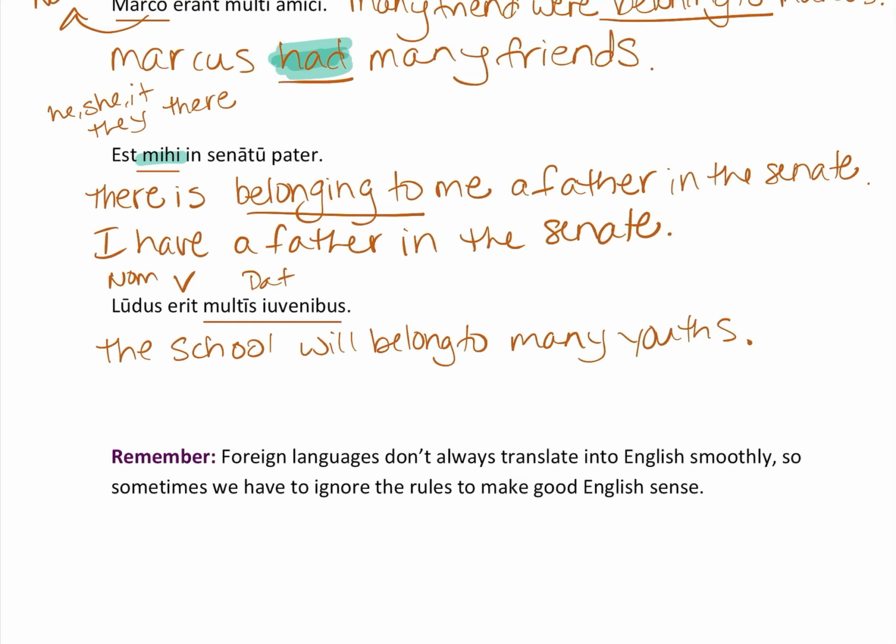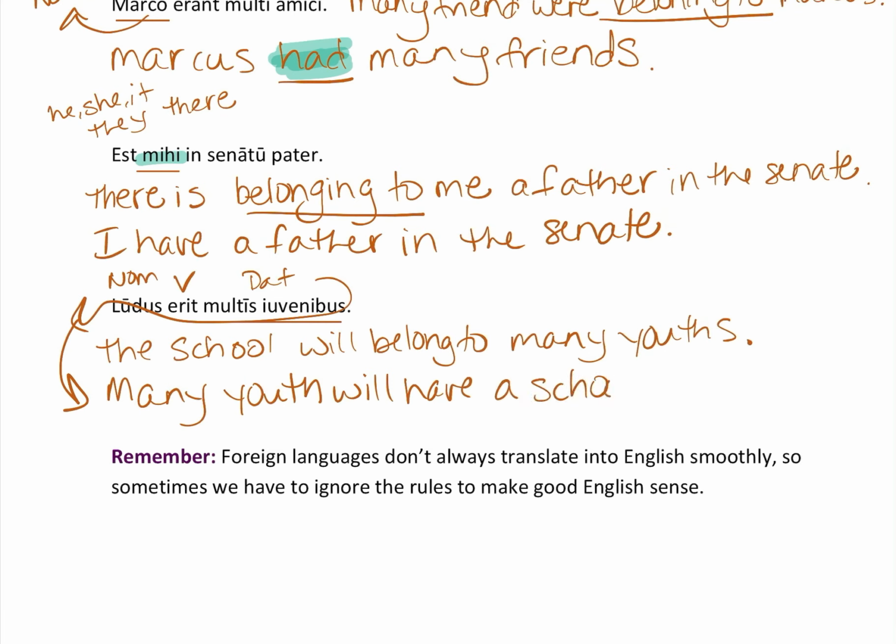Now let's do the have. Many youths, so we're going to take the dative, take it over to the front of the sentence in English, and make it the subject. Many youths will have a school. So both ways you can see how sometimes it makes better sense as belong to and better sense as one of the had or have verbs. So again, foreign languages don't always translate into English smoothly, so sometimes we have to ignore the rules to make good English sense.